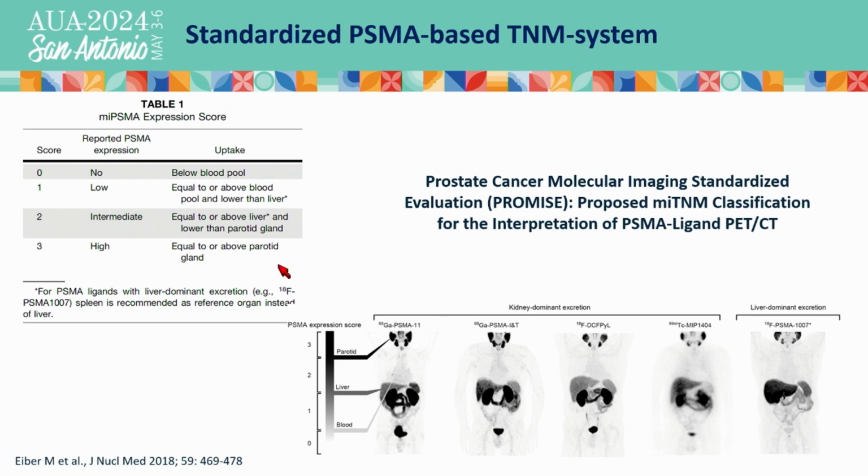But if you use this type of PROMISE criteria, you can see that they use a different reporting tool. So you have scores: no, low, intermediate, and high.